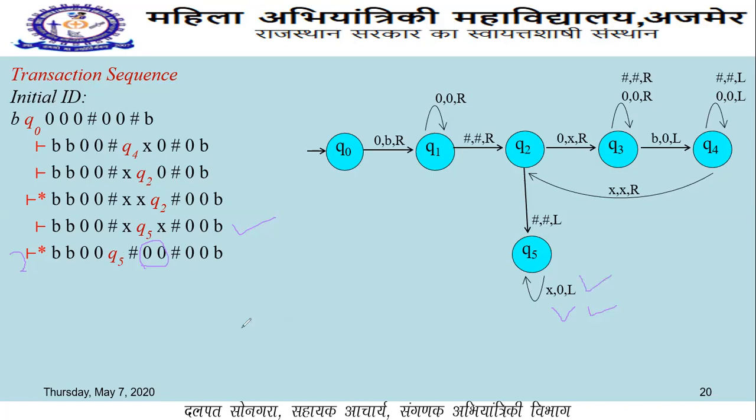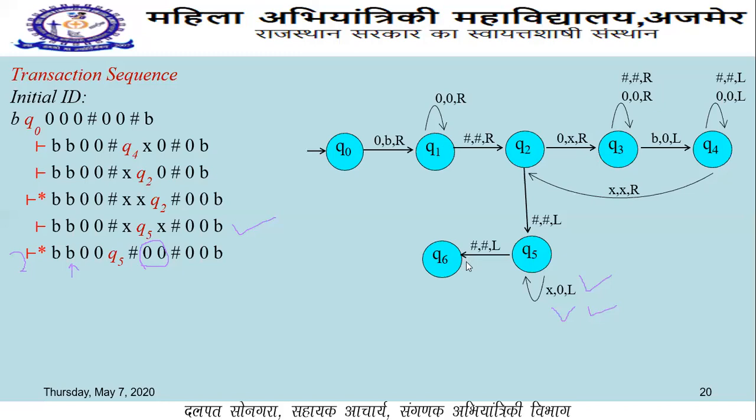I hope you understand. So when we read hash at q5, again we leave this hash unchanged and move to the left-hand side until we reach this blank. When we reach this blank, again we take a right turn. So here, student, when we read hash at q5, we just change the state. For this we write a transition function.